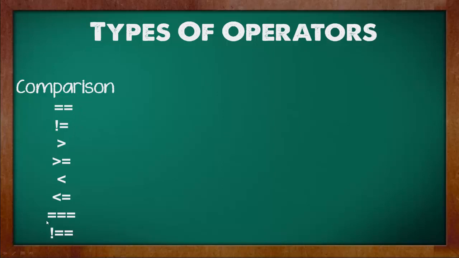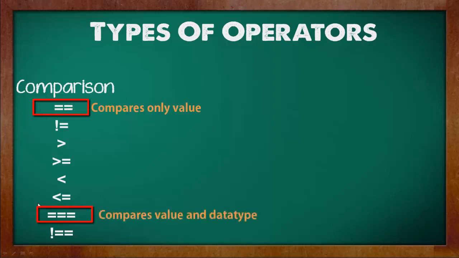And at last, this is one of the new operators in JavaScript which we don't have in the C language: triple equal to. Normally if you give double equal to, it will check only the value, as shown here, but if you use triple equal to, it checks the value as well as the data type.